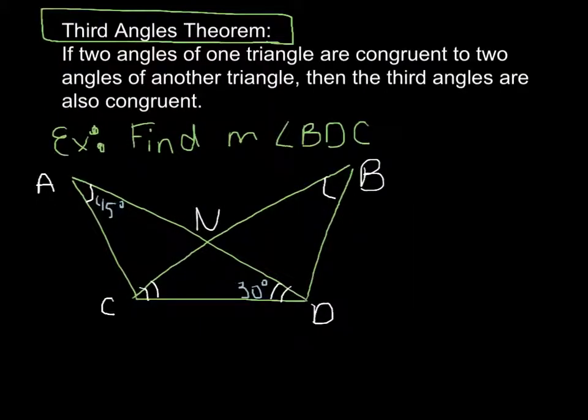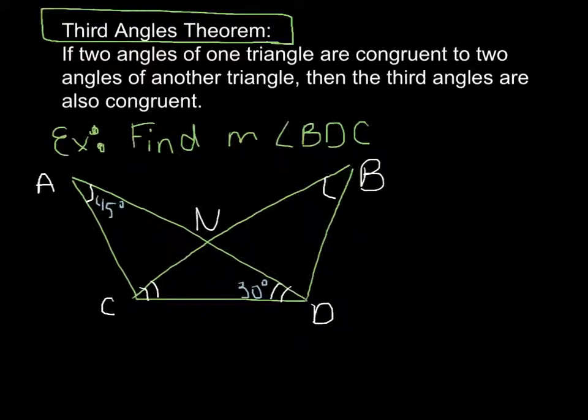We have one new theorem in this section called the third angles theorem, and it seems like an obvious statement when we read it. It says if two angles of one triangle are congruent to two angles of another triangle, then the third angles also have to be congruent. Basically, we know that our triangles all have 180 degrees in them, so if two angles are the same, by default, that third angle has to be the same.